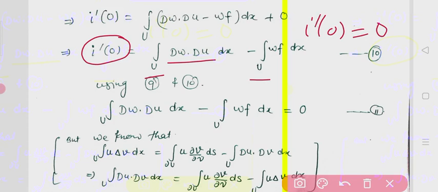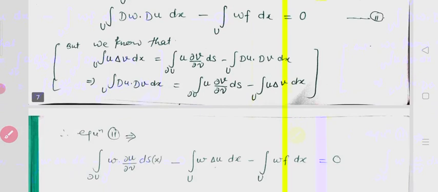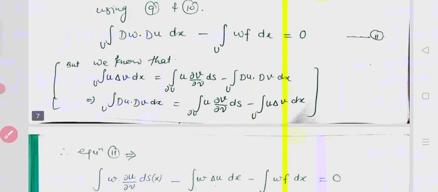Sorry, this is I dash. So this is equal to 0. If this is equal to 0, so you will say that mod of integral of dw dot du over u will be equal to wf integral over u, that will be equal. Right, now we know the result. Again that formula will be used as we have discussed before.